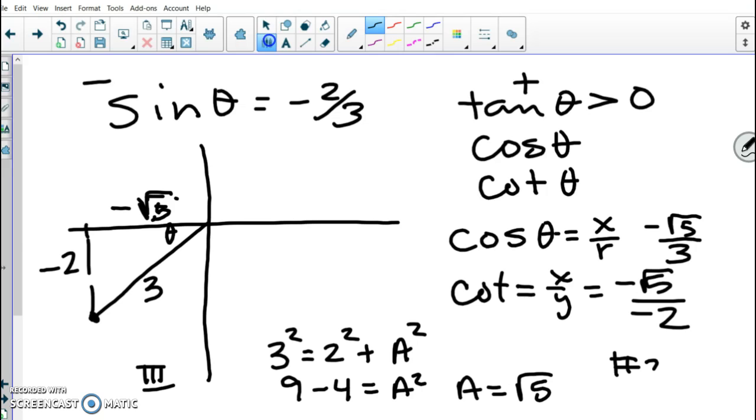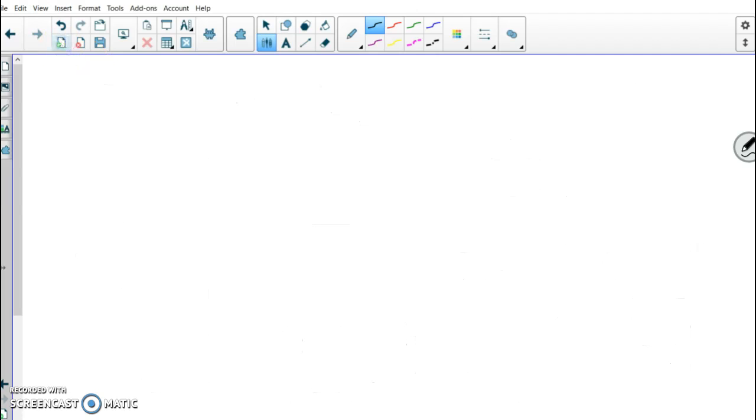Let's try problem number 29 and come back here and talk about it. Tangent, negative 15/8.